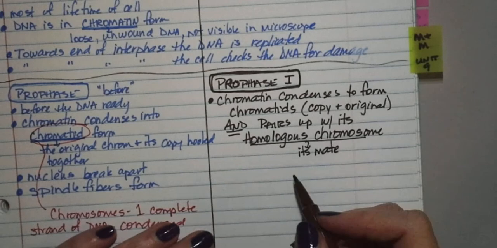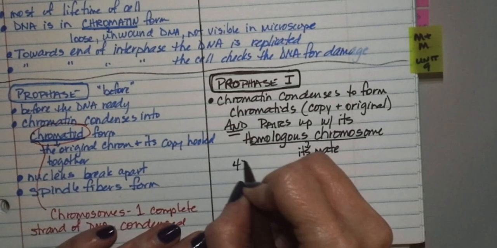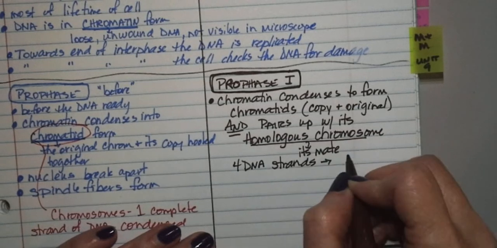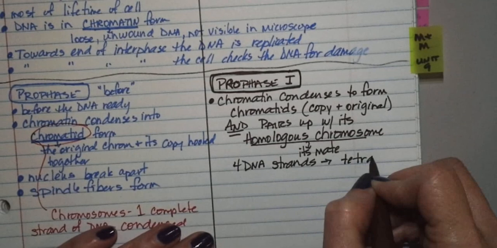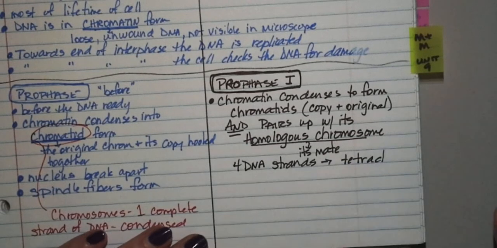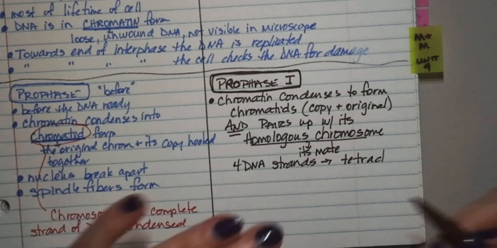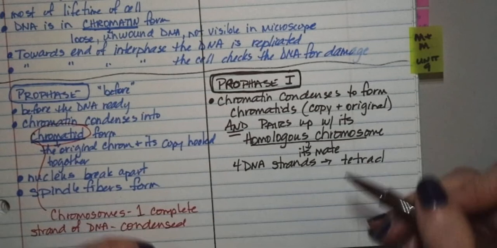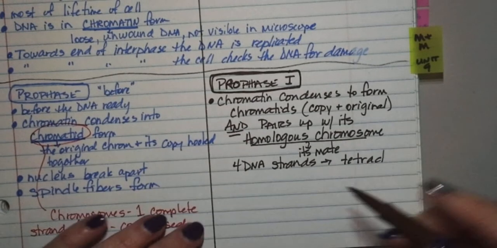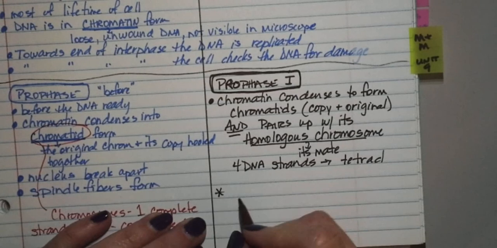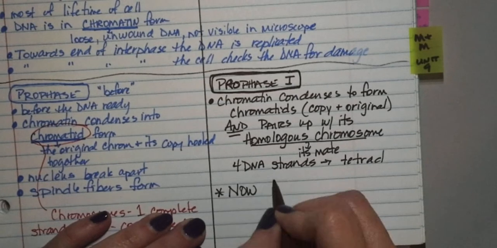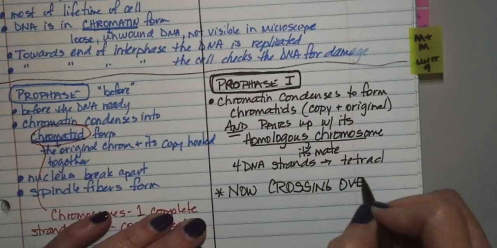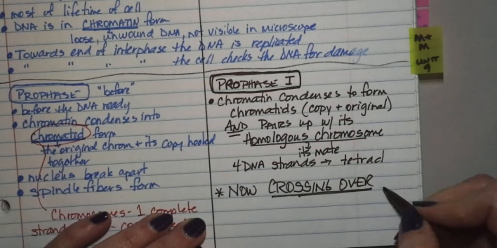4. Yeah, tetrad's 4. The reason this is so important, you're thinking, why do we have to know tetrads? The reason this piece is so important is because this is where crossing over occurs. And that's the official name for it, crossing over. Crossing over occurs. And that's when pieces of the chromosomes swap places. So it's swapping sections of DNA.